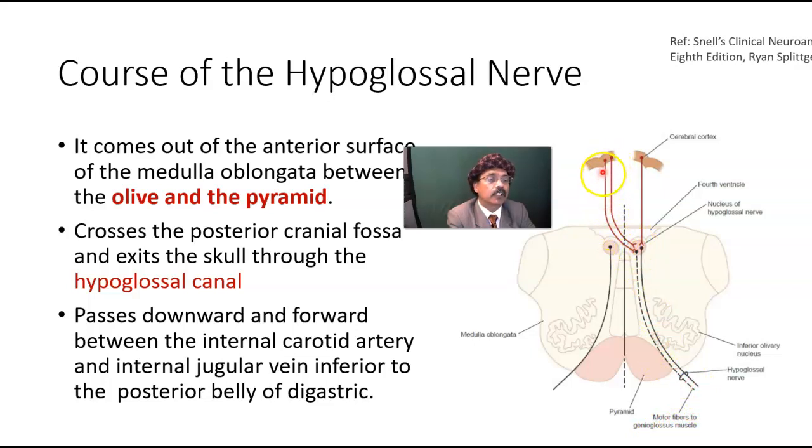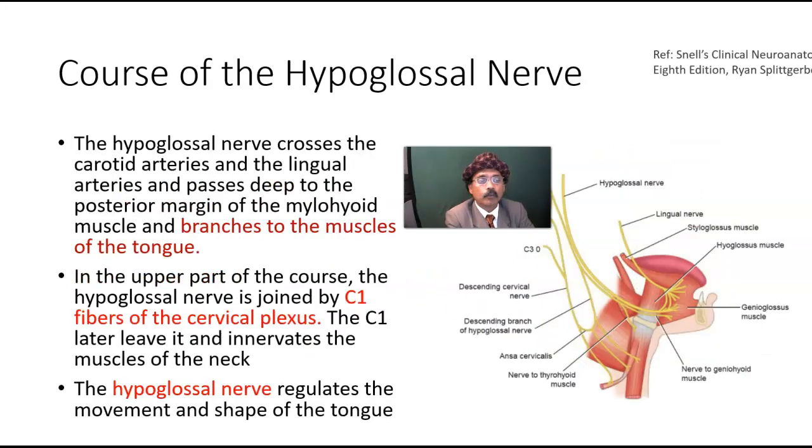This is contralateral fiber here. Other muscles of the tongue will get bilateral contribution from both cerebral hemispheres, but in case of genioglossus, it will get a contralateral connection to the contralateral cerebral hemisphere. That is the cerebral cortex corticonuclear fiber.